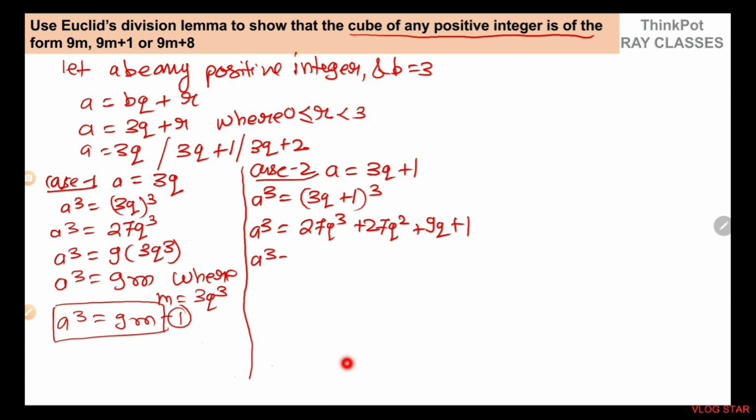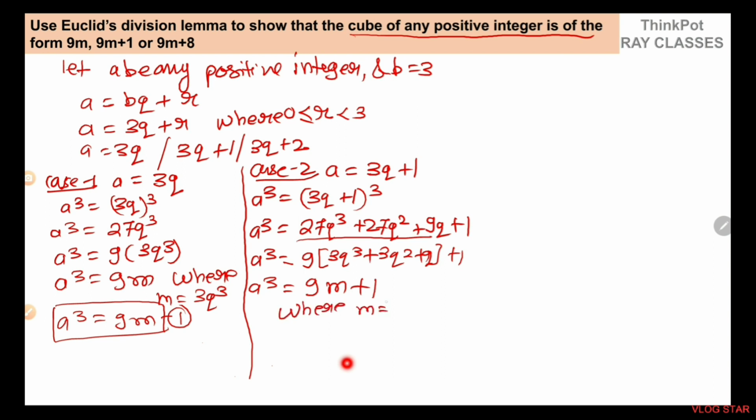So a cube is equal to, you can see here, we can take 9 common. When you take 9 common, you will get 3q cube plus 3q square plus q, plus 1. So a cube is equal to 9m plus 1, where m is equal to 3q cube plus 3q square plus q. This is the value of m. So a cube is equal to 9m plus 1. Take it as point number 2.